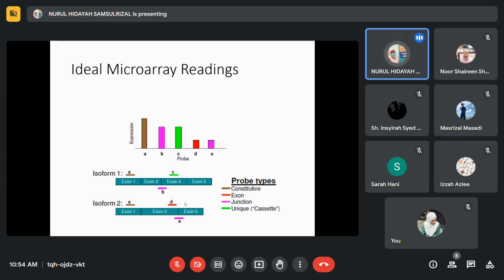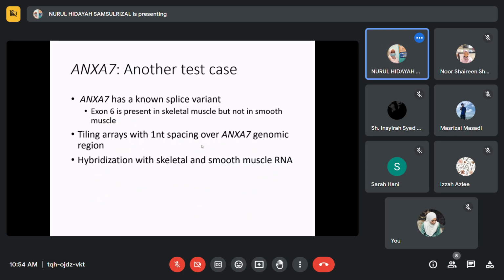Kat sini expression dia banyak, so kamu kata memang betul lah yang ni memang akan express. So kat sini kamu boleh nampak dia punya probe tu. And kalau unique tu, kamu boleh nampak lah dia punya unique tu sikit ke, banyak ke, junction dia tu banyak ke tak ke. Okay. Selain daripada tu, yang ni dia kata dia buat another test.